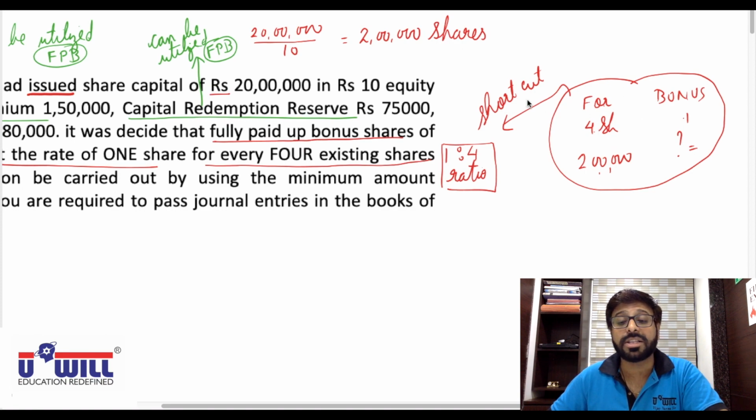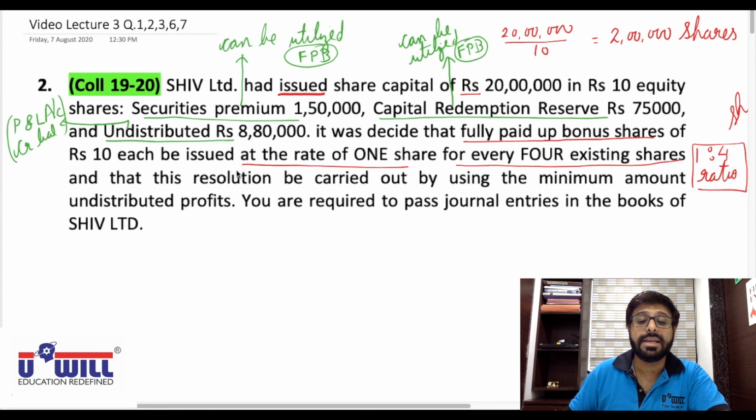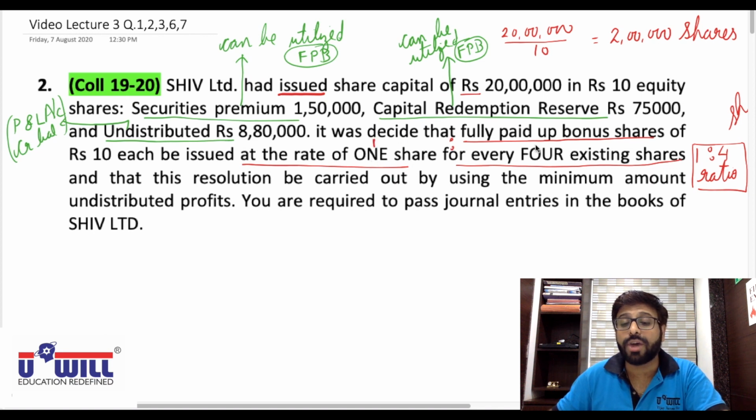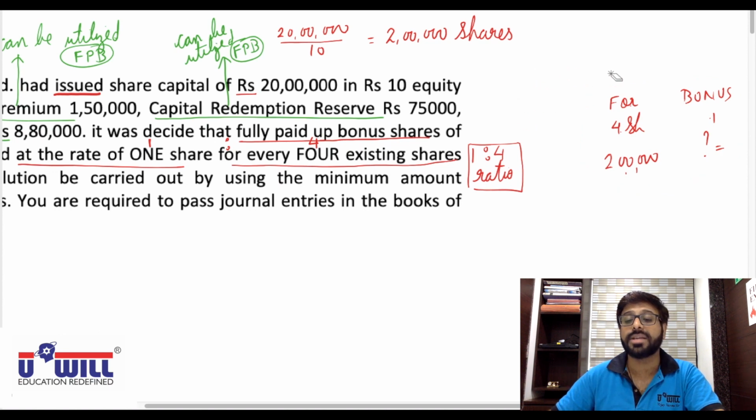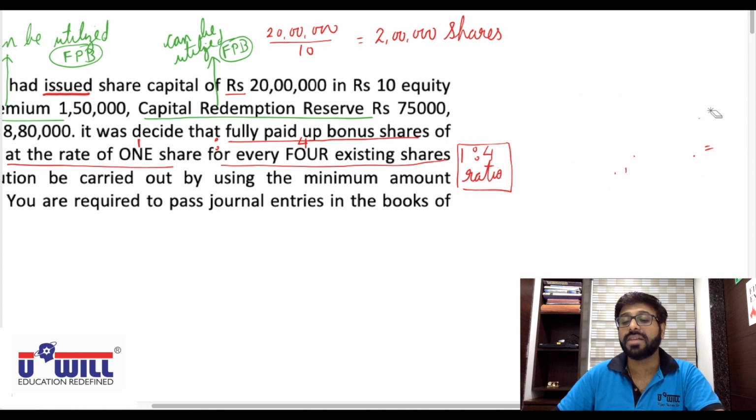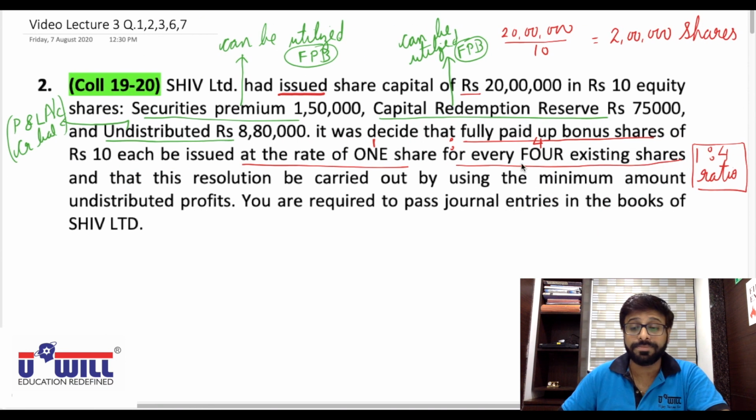But what is the shortcut method of doing this? When they say at the rate of 1 share for every 4 shares, you write this 1 is to 4 as the ratio and then directly do 2 lakhs into 1 by 4. So 50,000 bonus shares are to be given. This is the shortcut we will follow in all the questions, instead of doing these workings in detail. If any confusion, you can pause the video and rewind it again to understand that.